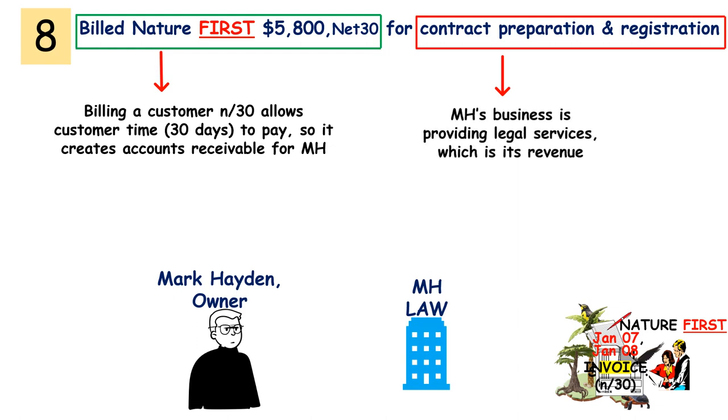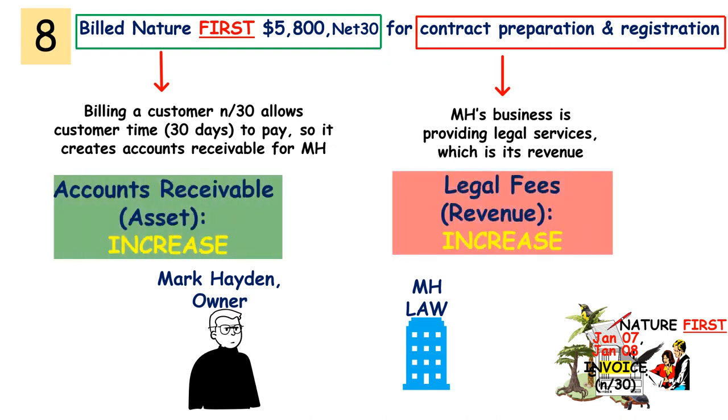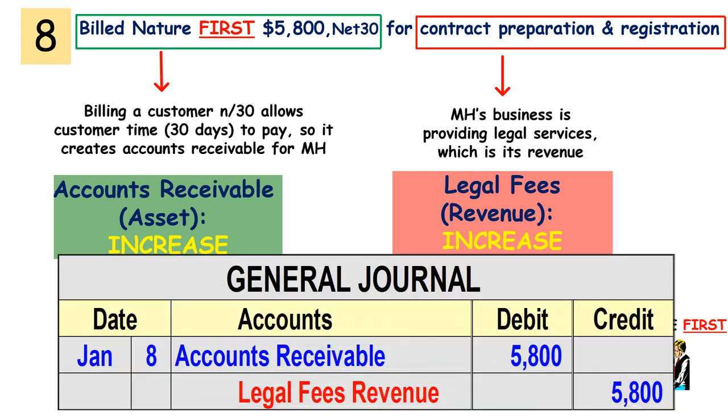Since Image Law gave 30 days to the customer to pay, now Image Law has an accounts to receive from Nature First. Accounts receivable means money to receive from Nature First. We call that account receivable. Account receivable is an asset, and that increases because of revenue. So the two accounts involved are accounts receivable, an asset that increased, and providing legal services will increase revenue as well. So assets increase will be debited in the form of account receivable, and revenue increase will be credited in the form of legal fees revenue.